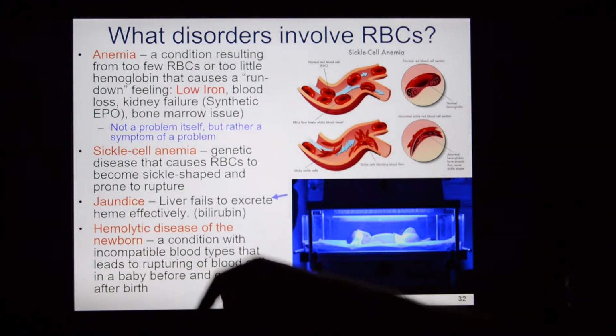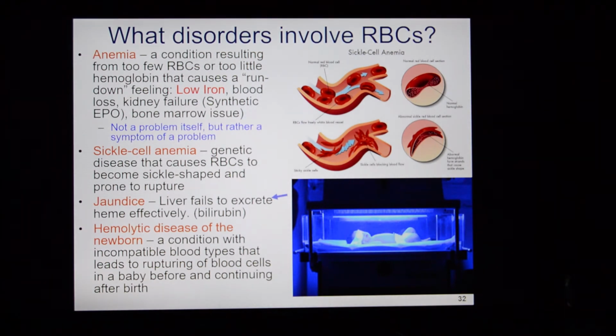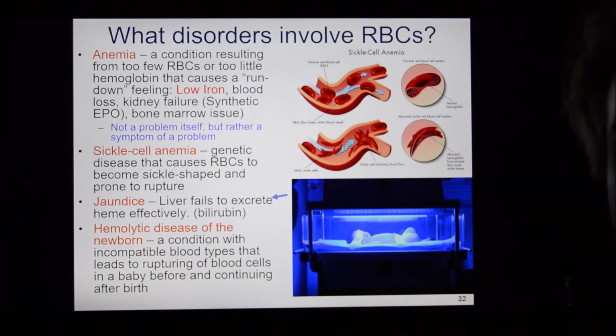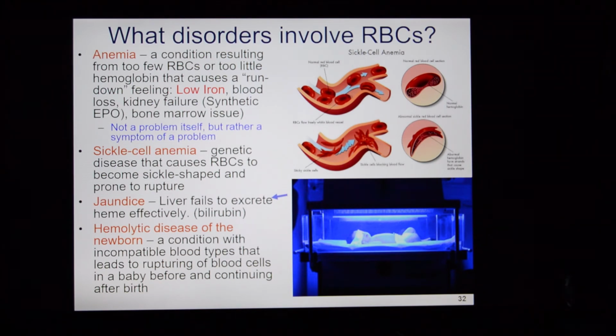And then there's hemolytic disease of the newborn, and this is a major problem, and I'm going to talk about this more in detail in just a minute. But the idea is that with hemolytic disease, mom's immune system basically leads to the baby's blood cells being destroyed, and this is very dangerous. So we're going to talk about how this happens in just a second.